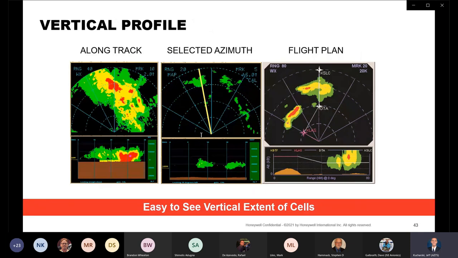I mentioned vertical profile before, and on aircraft that have the vertical profile display, they typically have three different modes. You can see the weather along your track. If you have an area of interest that you want to look at, you can do a selected azimuth to the left or to the right. And the last one is really neat. If you have a dogleg flight plan, it'll show you the weather in the vertical profile view as if it were a straight path. So it's very easy to see the vertical extent of cells and how much reflectivity is carried aloft.